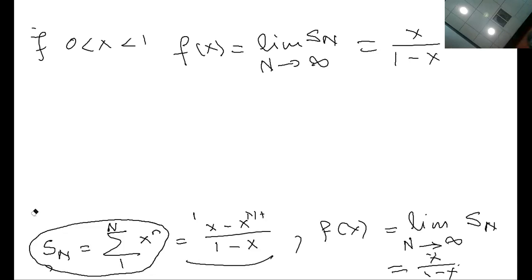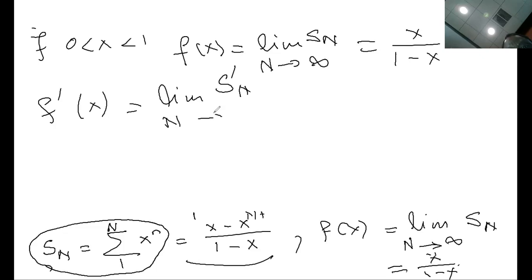So what am I trying to tell you here? I know that f of x equals x over 1 minus x. Then I will say that f prime of x is equal to the limit of s prime n as n tends to infinity. Does this make some sense to you? I'm saying the derivative of the limit is the limit of the derivative. That's actually what I'm trying to explain.